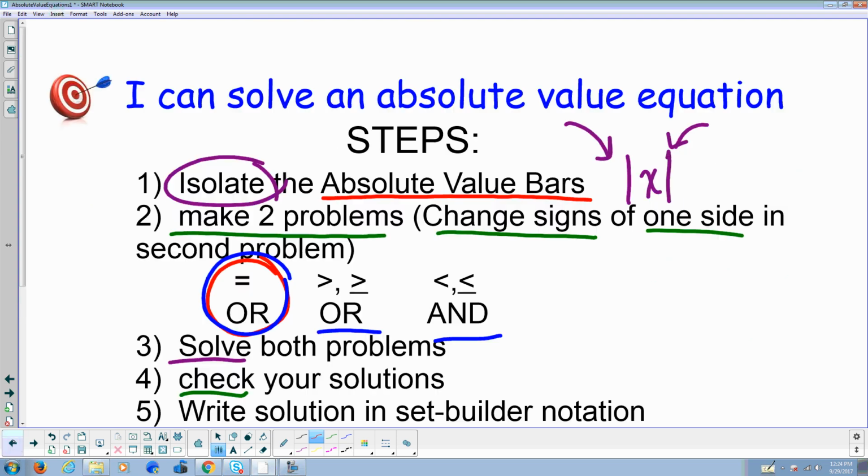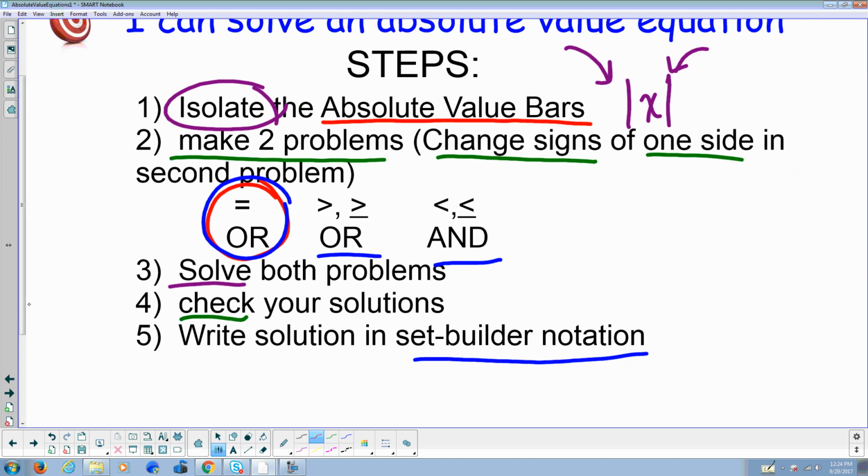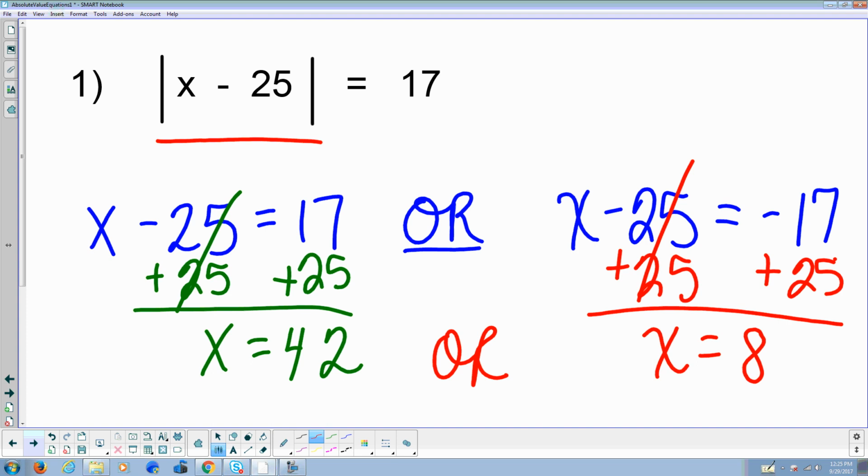Now, let's refer back to our steps. We made two problems. We divided with the word or. We have already solved, so we've already been through step 3. We solved both problems. Now, step 4 is to check your solutions. The checking process is not a process that you can skip when you're dealing with absolute value. What we have to do is consider, if I take this 42 and I substitute it right here in place of that x in my original problem, do I still get positive 17 for the answer?